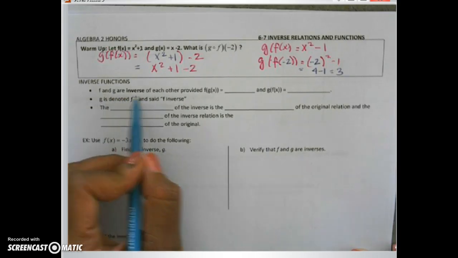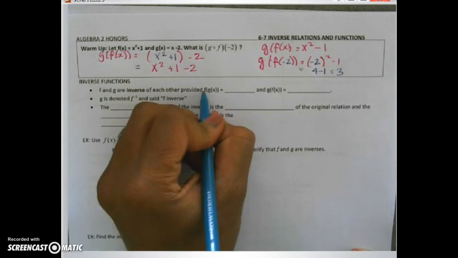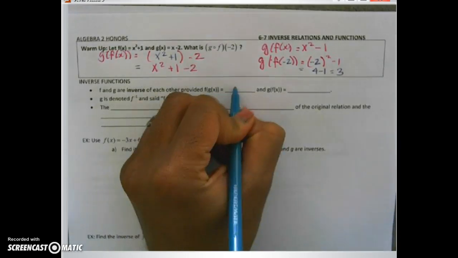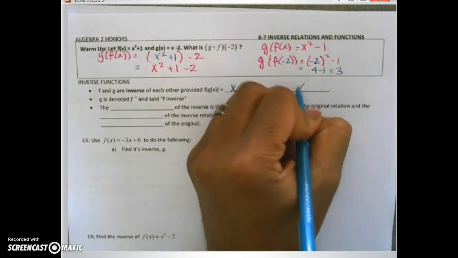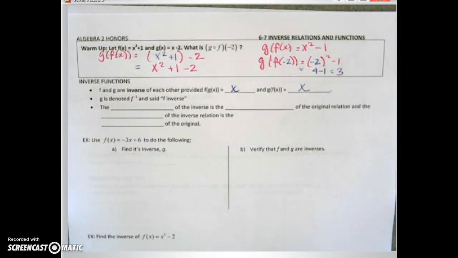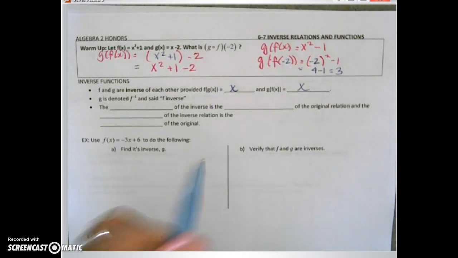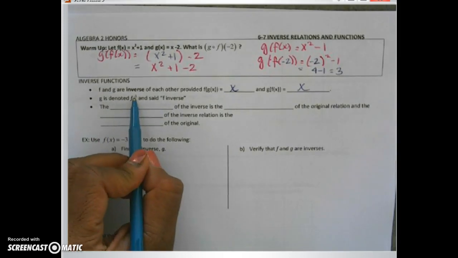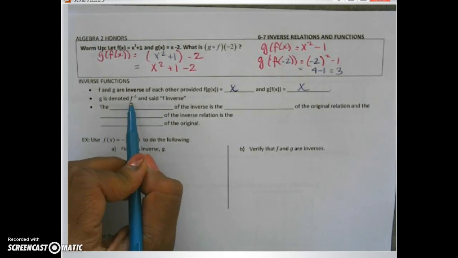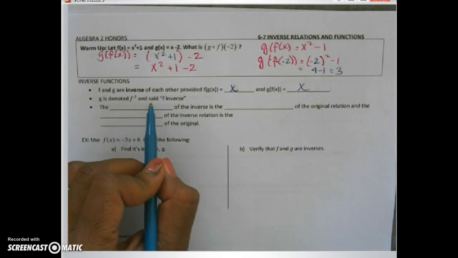F and g are inverses of each other provided that f of g of x equals x and g of f of x also equals x. That means that when I plug these into each other, my result is an x. G is denoted as f inverse. F inverse. It's not f to the negative 1, just f inverse.